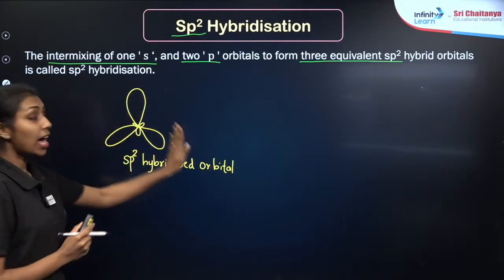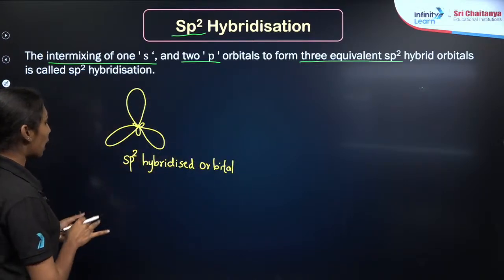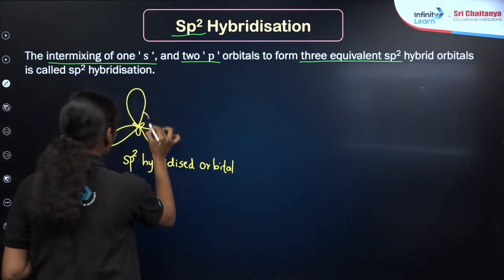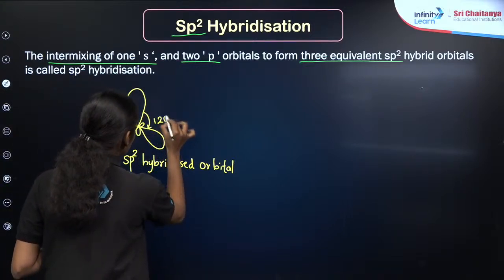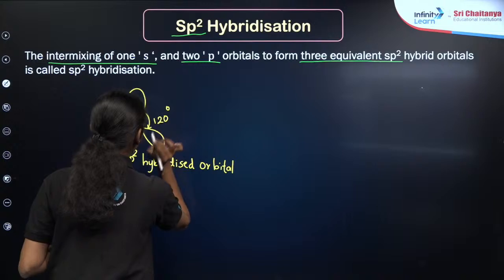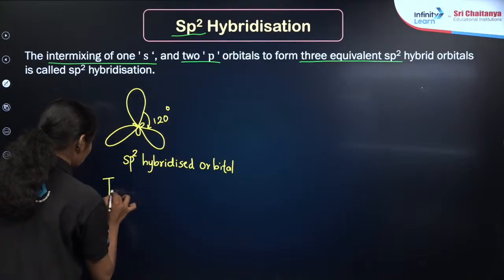Okay, this will be the arrangement of 3 sp2 hybridized orbital having bond angle of 120 degree and its geometry or shape is given as trigonal planar.